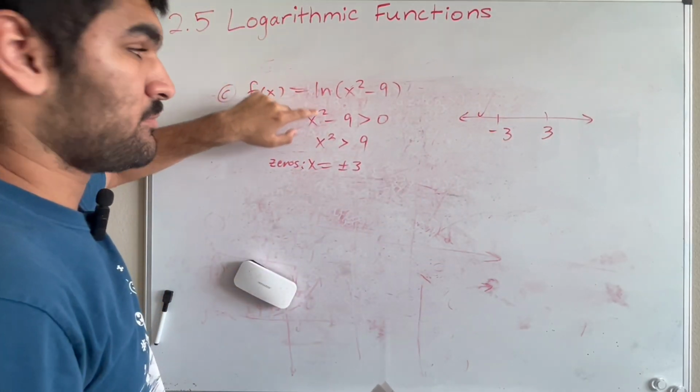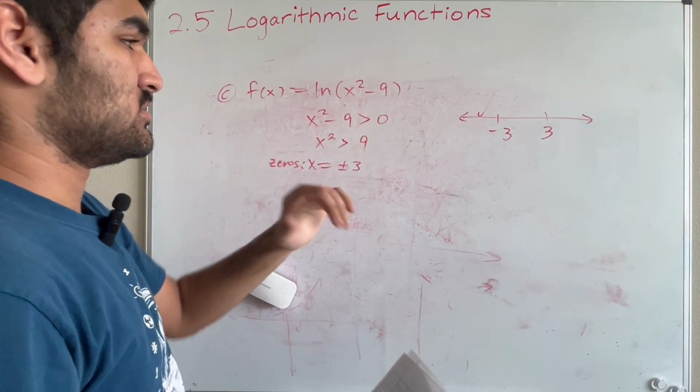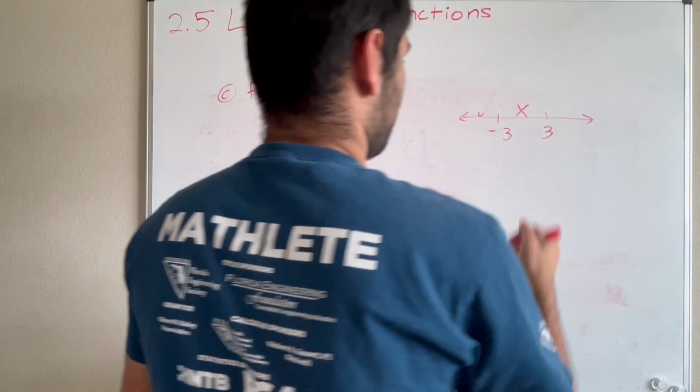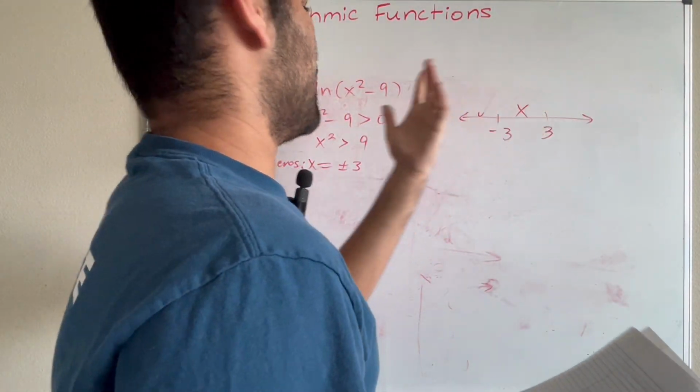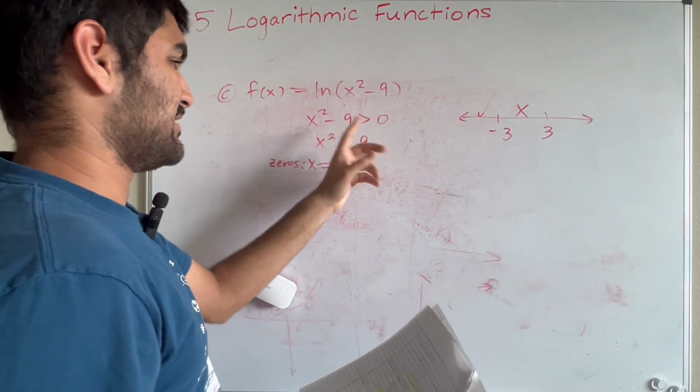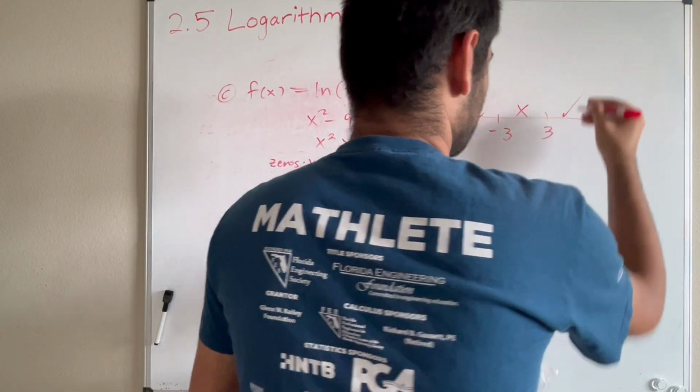Now if we test a number between negative 3 and 3, let's just say 0, we have 0 squared minus 9, so that's negative 9. Is that greater than 0? No, it's not. So this interval does not work. And then anything greater than 3, like 4: 4 squared is 16 minus 9, that's also greater than 0. So this interval also works.